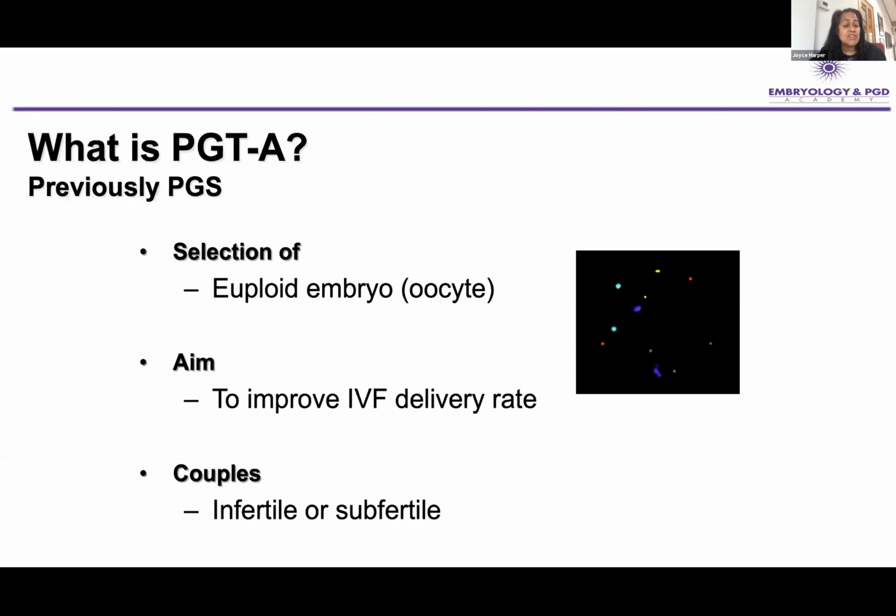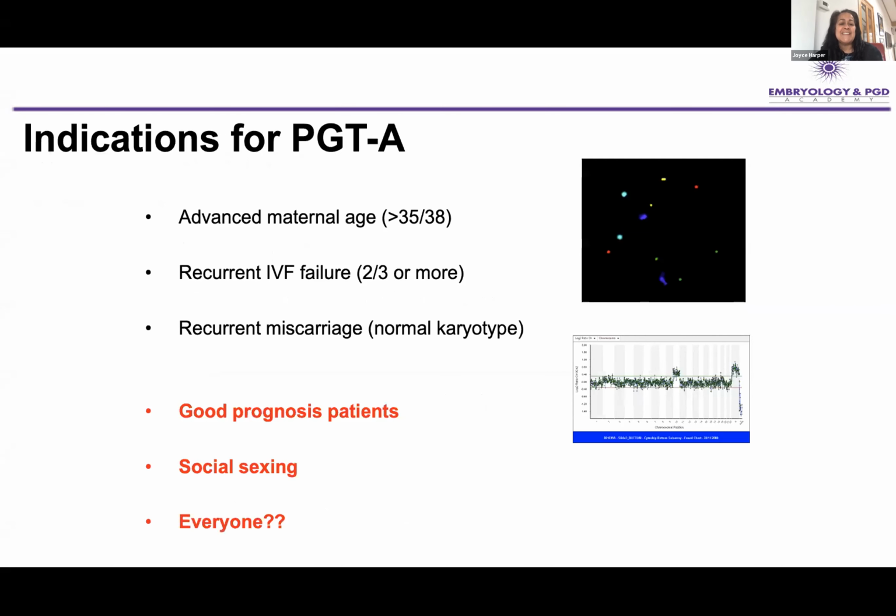Has been controversial, and I'm not going to talk about that today. I've spent many, many years talking about it. Just to say, the initial indications for PGT-A were advanced maternal age, recurrent IVF failure, and recurrent miscarriage, where the couples had a normal carrier type, so they weren't carrying a translocation. But more recently, this has been offered for good prognosis patients, for social sexing, and I've written here, everyone.